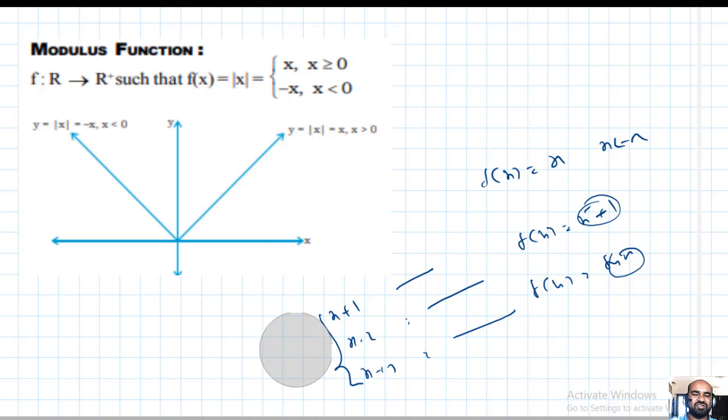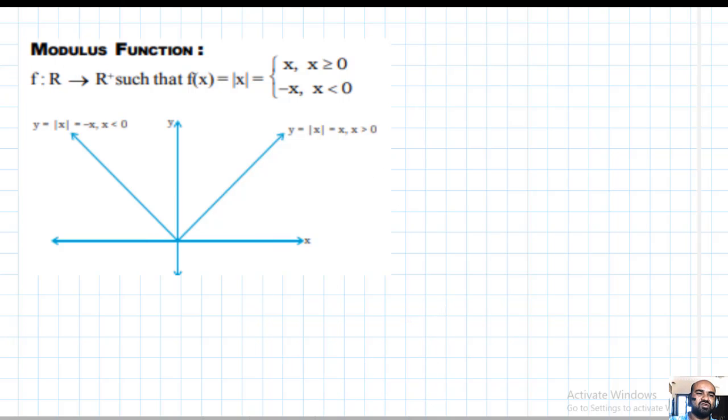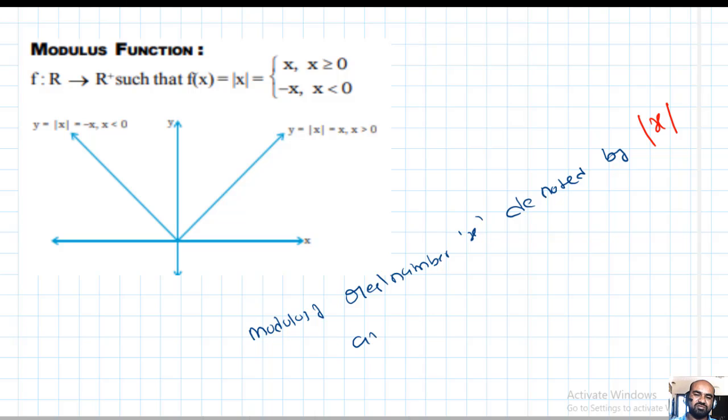So the first piecewise function is the modulus function. Already you discussed this in the previous chapter. Again I want to explain it. You already know how to define the modulus of a real number. The modulus of a real number x, denoted by this symbol, is defined by, important, as we learned in basic inequalities: modulus of x equal to x when x is greater than or equal to 0, and modulus of x equal to minus x when x is less than 0.